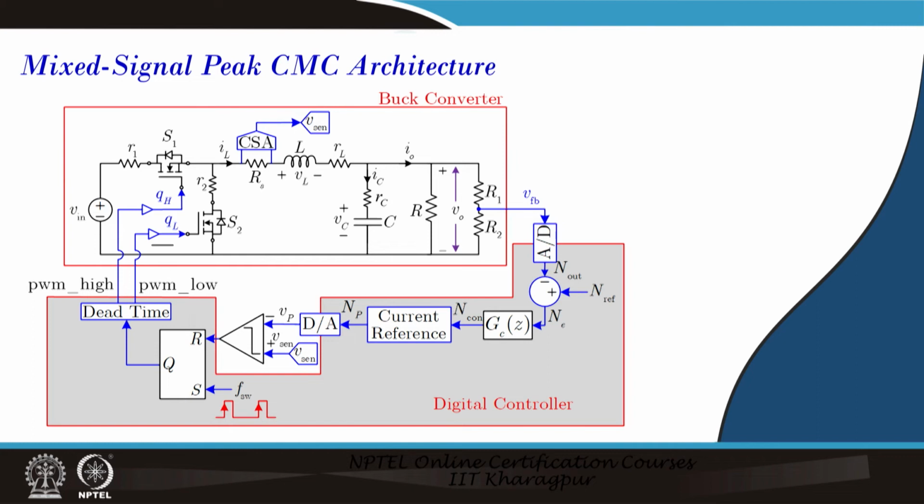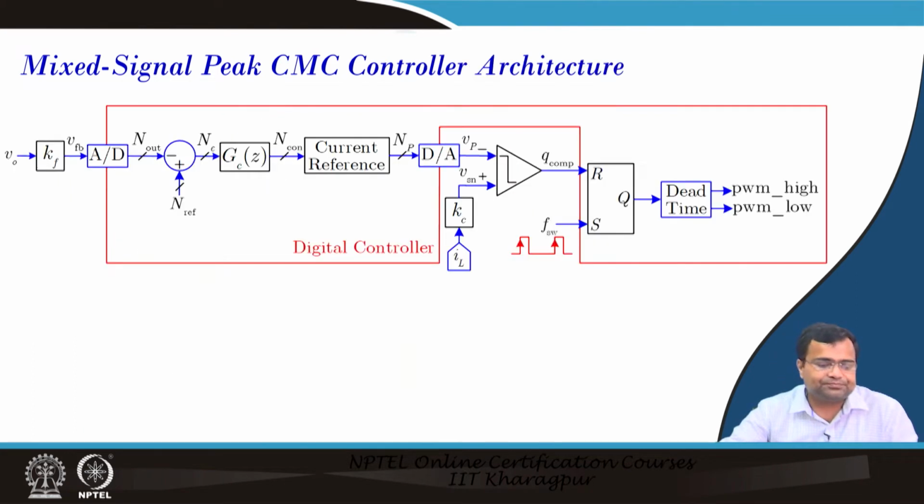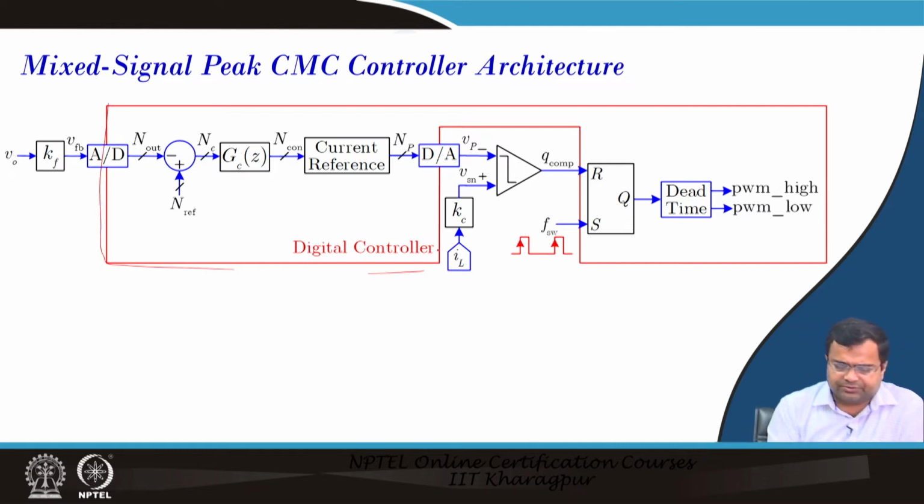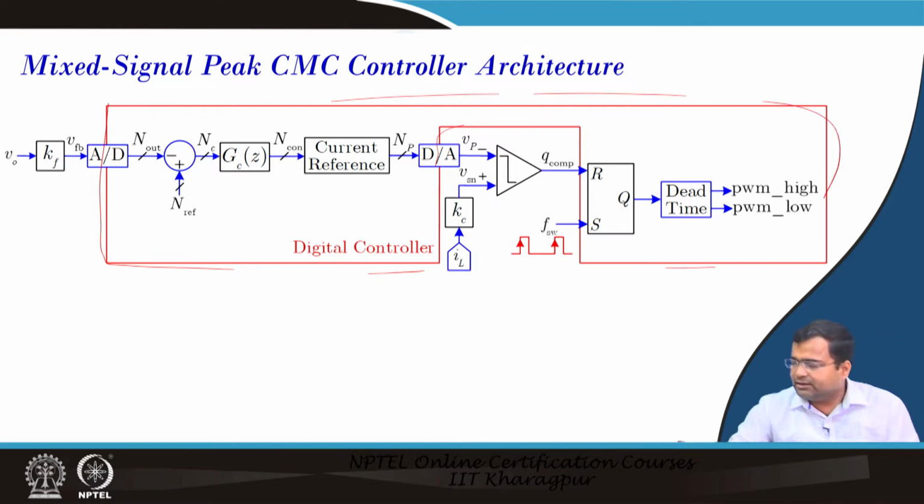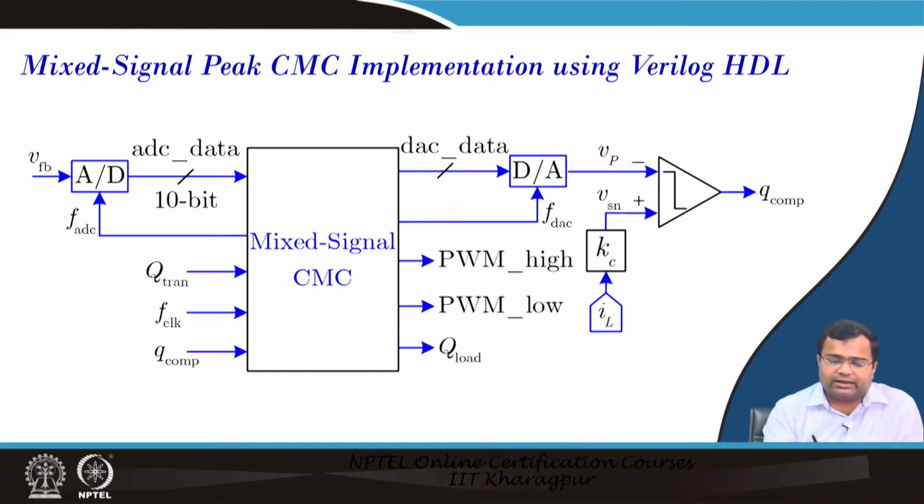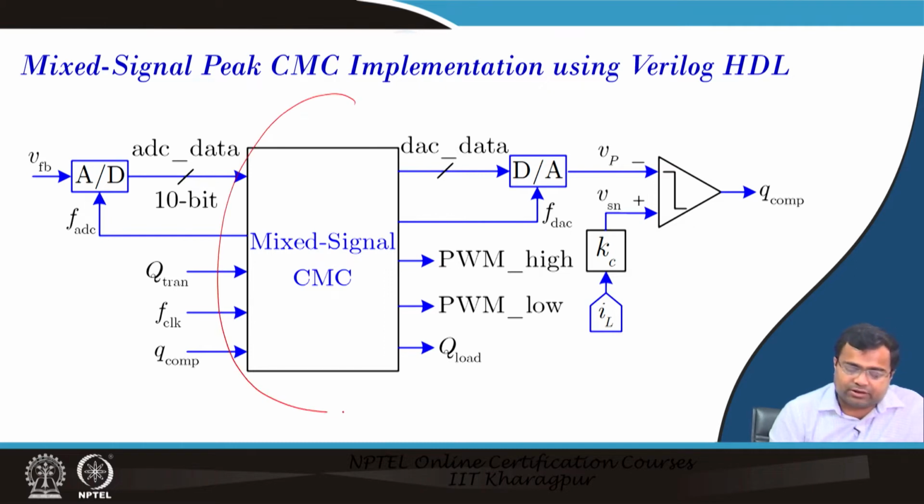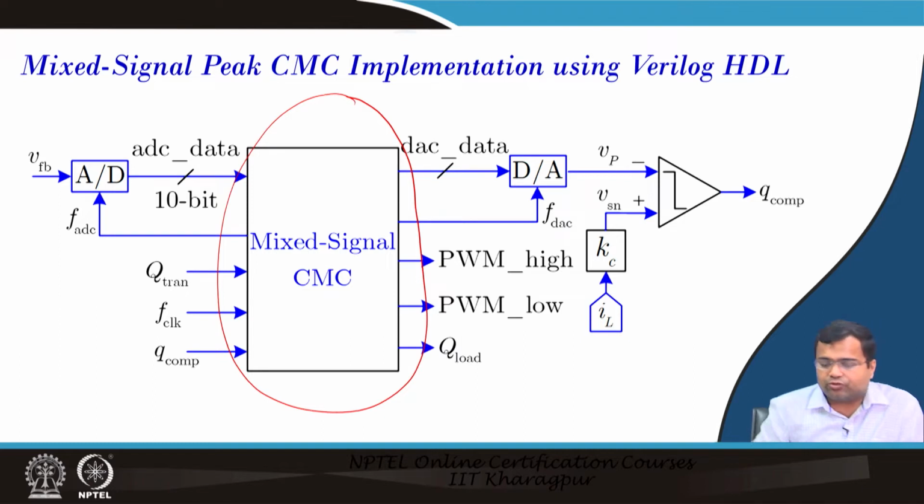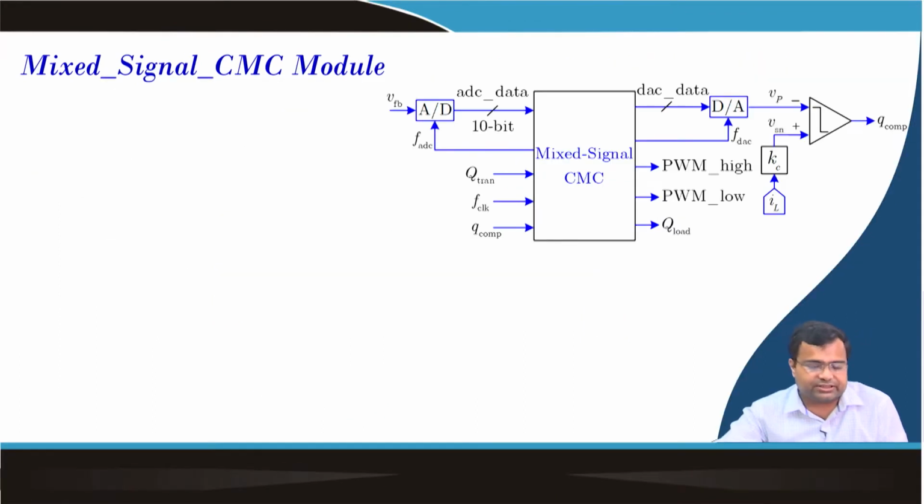controller. So, this architecture we have discussed multiple times, and then we have also discussed in the previous two lectures regarding what we are going to do, which part is digital and which part is analog. So, this red curve which is indicating it, these are all digital data, and in FPGA we want to implement in the Verilog module, we want to create this mixed signal current mode control block, which we have also discussed.